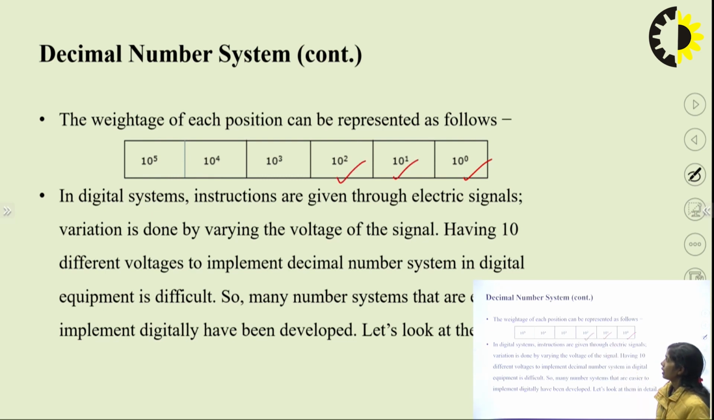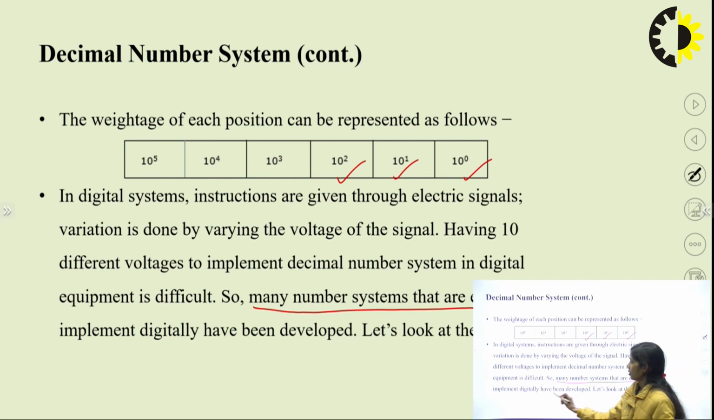In digital systems, instructions are given through electric signals. Variation is done by varying the voltage of the signals. So having different voltages to implement the decimal number system in digital equipment is difficult. Decimal number variations cannot be easily implemented in digital equipment. So for that purpose, other number systems are used, and those can be easily implemented for digital circuits.